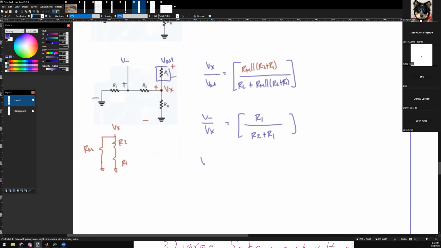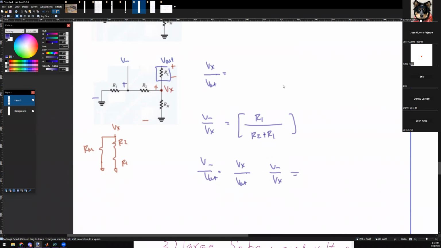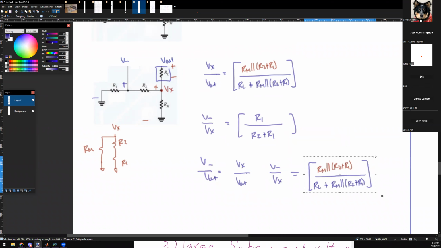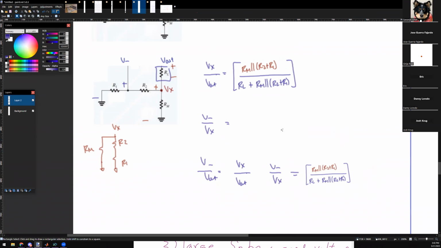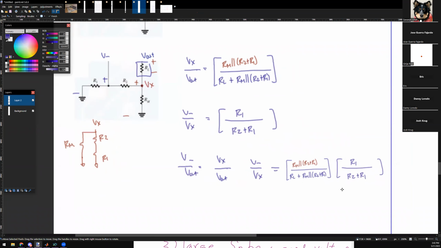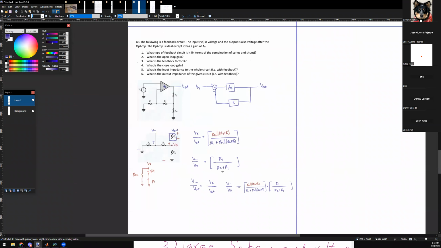How do you go from V out to the total V minus? Just multiply these two. Voltage division takes you so far. Any questions here? Looks good. That's like 90% of the points right there. Everything else is like a point.